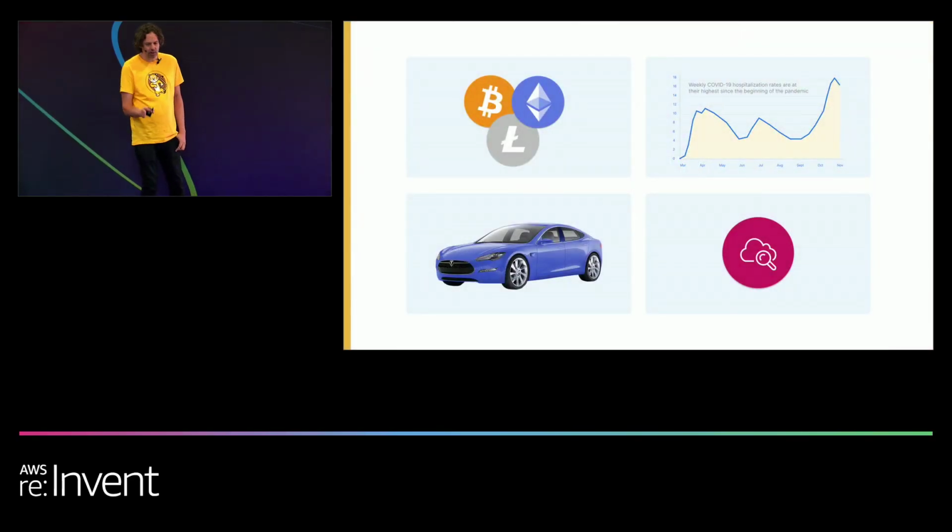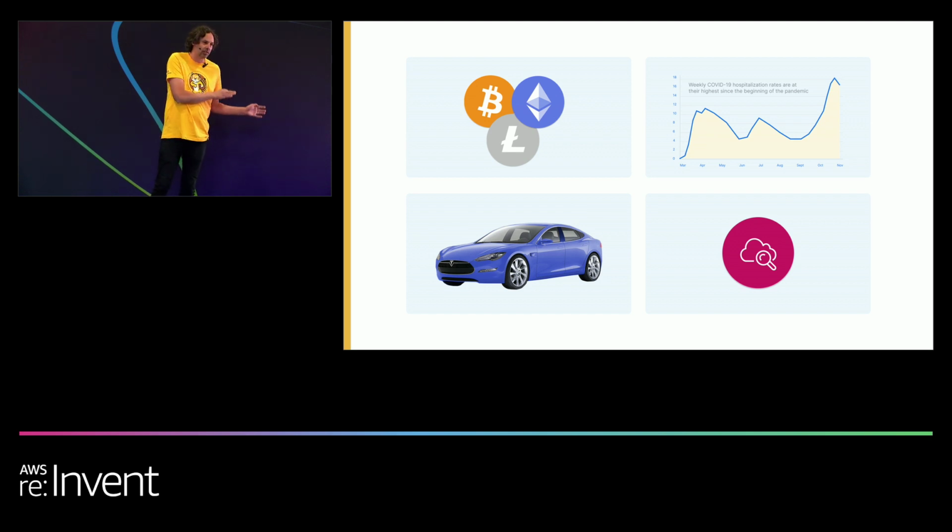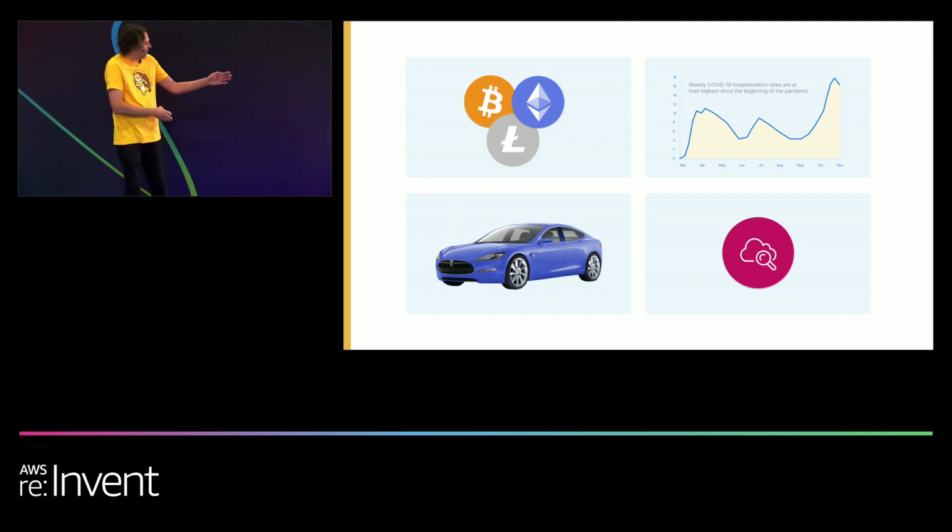So as we start, I'm going to throw up these 4 pictures in blue boxes, and I'm going to invite people to try and work out what the similarity between these 4 pictures might be. We've got some cryptocurrencies, so we've got Bitcoin, Ethereum, and Litecoin. We've got a graph of the weekly COVID-19 hospitalization rate. We've got a car. I think the point here is that it's a Tesla, so it's a self-driving car. And we've got AWS CloudWatch, the new AWS CloudWatch logo. Does anyone want to take a guess from the audience what the similarity between these pictures might be?